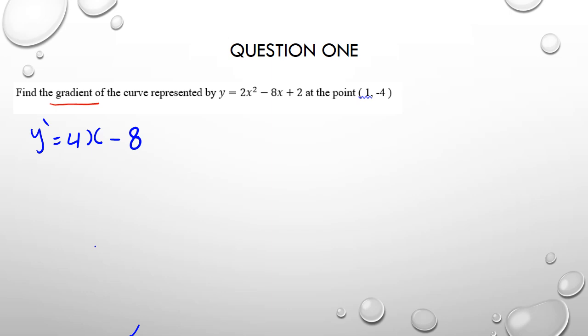Your next step is substitute the 1, or the x value, into the differentiation equation. So it's m equals 4 times 1 minus 8, and the answer is -4. So the gradient of the curve is -4 at the point (1, -4).